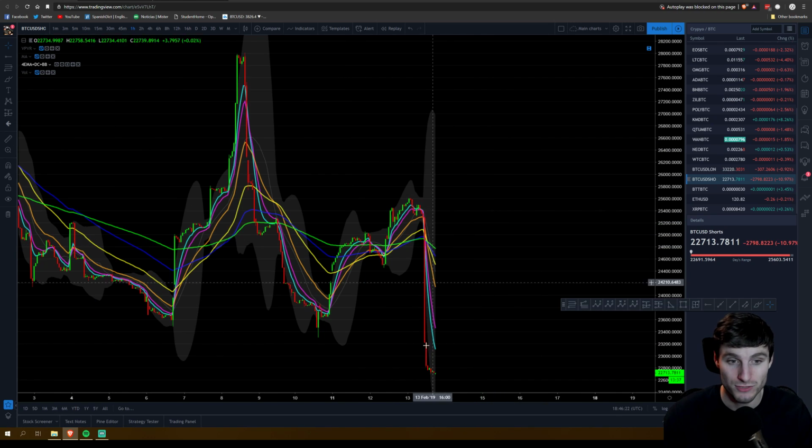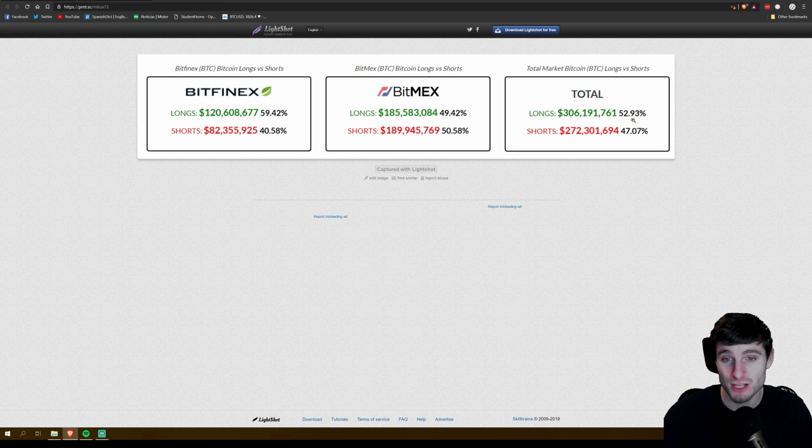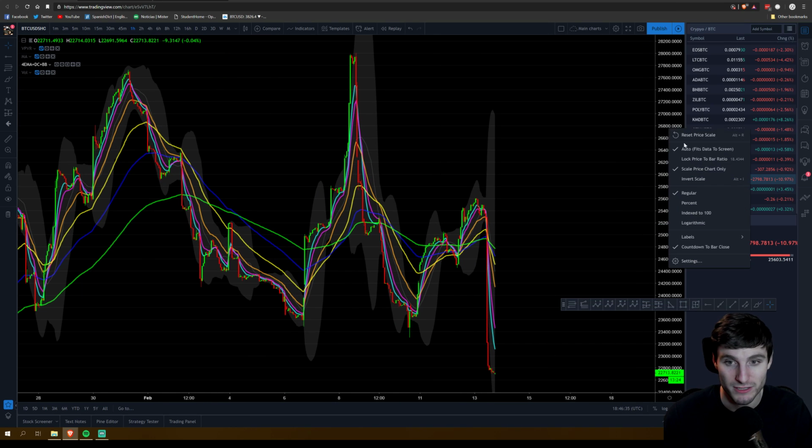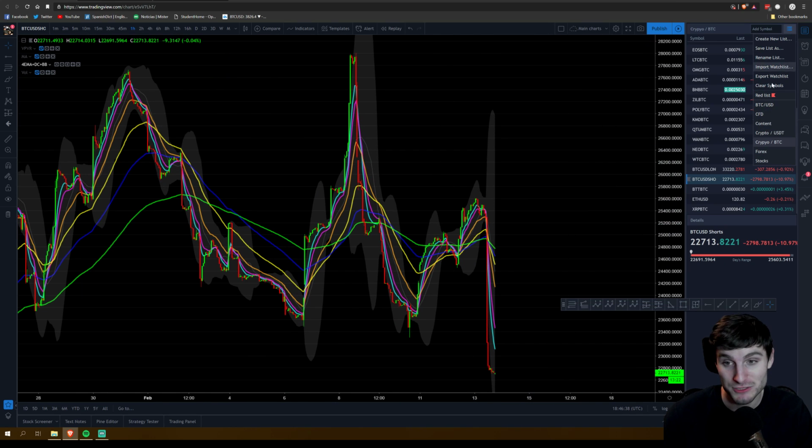So overall it's still very close, but these longs are obviously piled up today on Bitfinex. Obviously the shorts going down 10% on the day, but that still leaves us overall with a 52-47% total of shorts and long positions across the two big exchanges, the two big exchanges for Europe and America. So that was another interesting metric to look at.